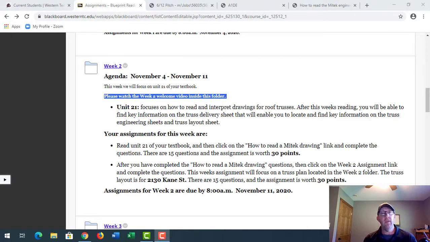So the agenda for the week looks like this. We are going to focus on unit 21 of your textbook. Unit 21 is focusing on how to read and interpret drawings for roof trusses. What we'll do, guys, is start building off of last week's content. We were introduced to roof trusses and some of the key terms.